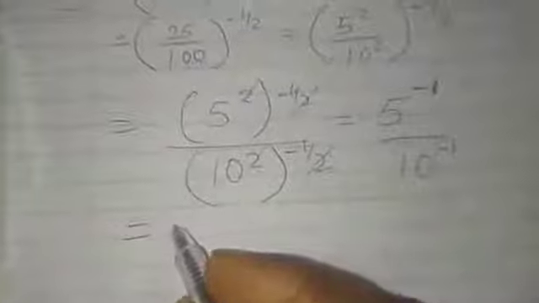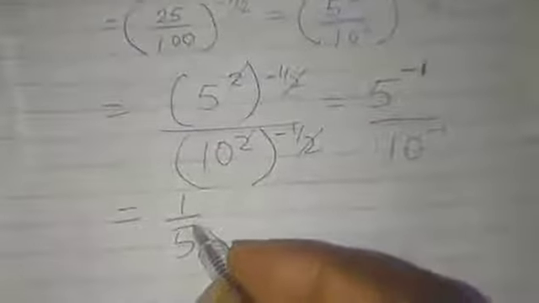Now, I have this. 5 to the power of minus 1 simply means 1 over 5, divided by 10 to the power of minus 1, which means 1 over 10. And we have known this: we turn this division to multiplication. This will be 10 over 1. So 5 here 1, 5 here 2. Then our answer is equal to 2.